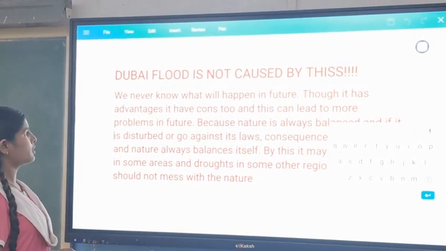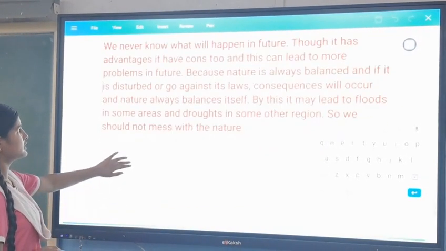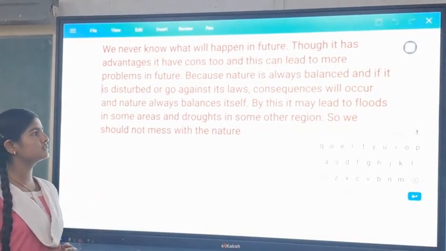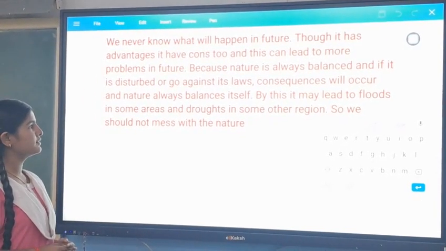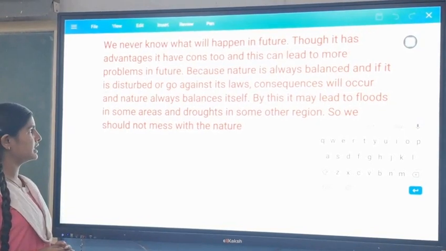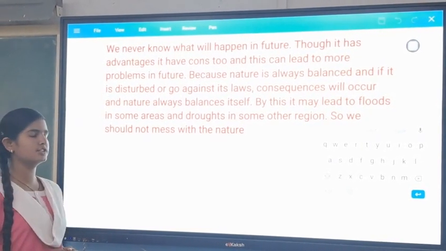This can lead to more problems in future because nature is always balanced. If it is disturbed or goes against its law, consequences will occur, and nature always balances itself. In this way, it may lead to floods in some areas and droughts in some other regions. So we should not mess with nature.